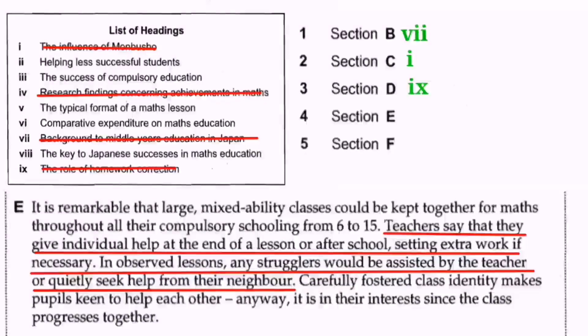So this section is about the help of dull or less successful students, that teachers give them attention after each lesson or after the school. So let's go to the list of headings. Heading number 2, helping less successful students, is the right heading for this section. So we can cross heading number 2 and we can write Roman 2 in front of question number 4.